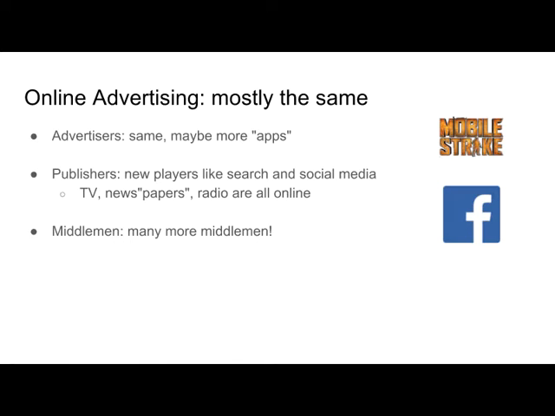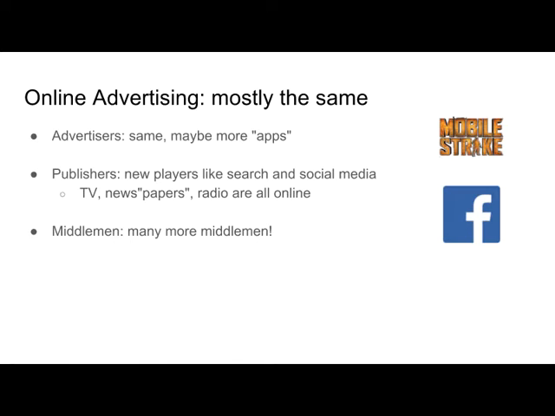For publishers, it's basically the same kind of publishers, right? Most TV stations have a website and you can watch TV on the internet now. That wasn't always the case. Most newspapers have websites. In fact, some newspapers no longer have any paper, right? La Presse is essentially gone app only, or online only. Radios are all online. So the publishers and the advertisers are essentially the same players.